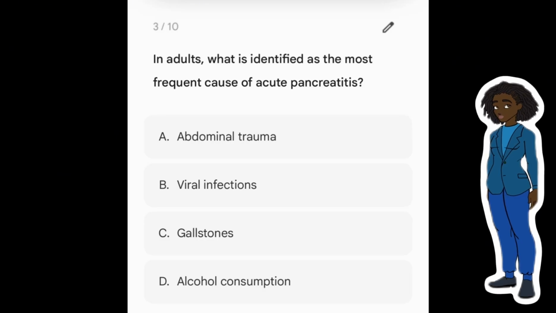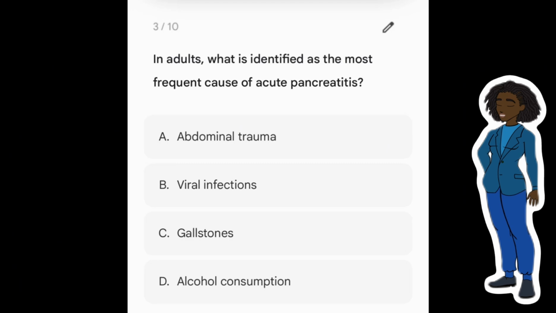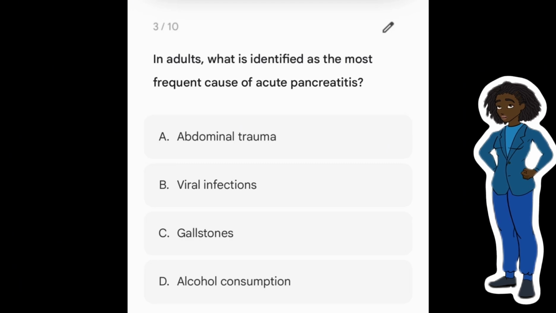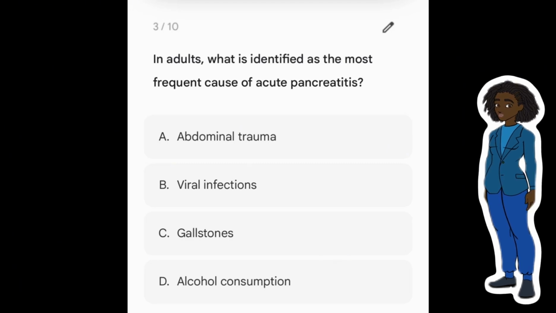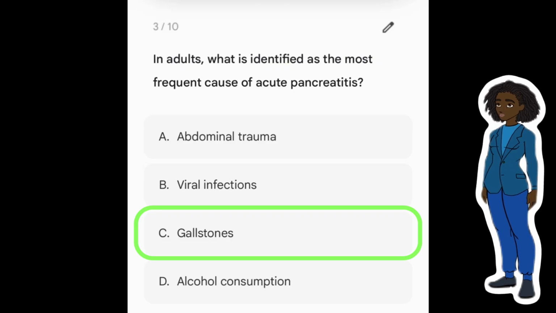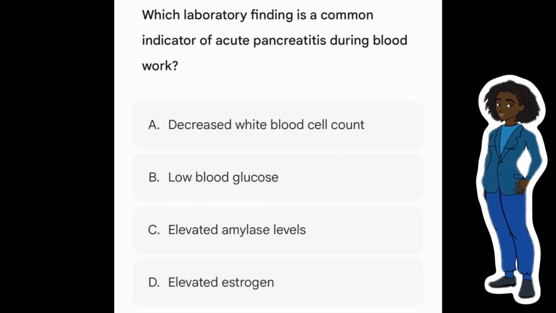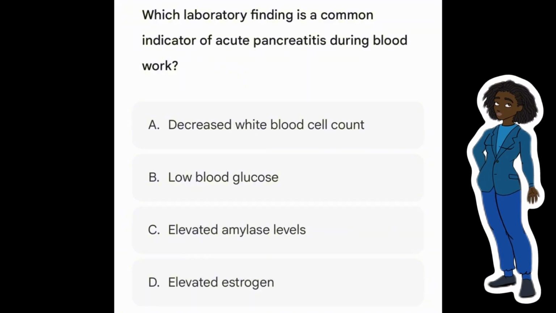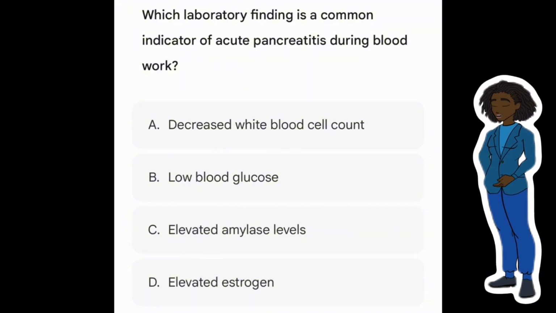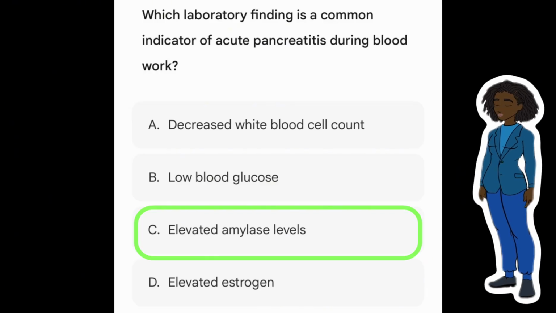Second question: in adults, what's identified as the most frequent cause of acute pancreatitis? The answer is gallstones. And lastly, which laboratory finding is a common indicator of acute pancreatitis during blood work? The answer is elevated amylase levels.